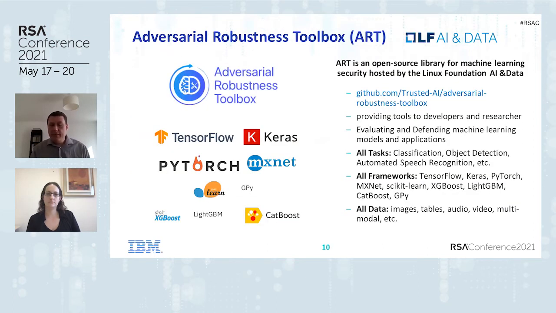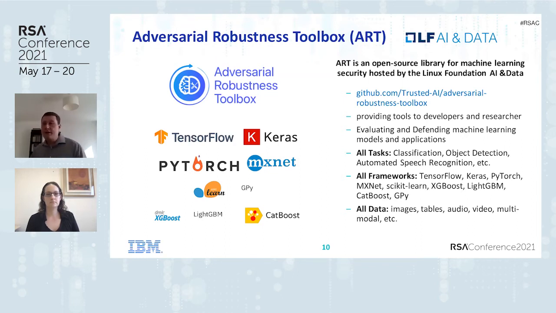Here we would like to introduce the Adversarial Robustness Toolbox, ART. ART is an open source library for machine learning security, hosted by the Linux Foundation for AI and Data. It's available on GitHub in the Trusted AI workspace. The goal of ART is to provide tools to developers and researchers to enable them to evaluate and defend machine learning models and applications against these four threats that we have just introduced.